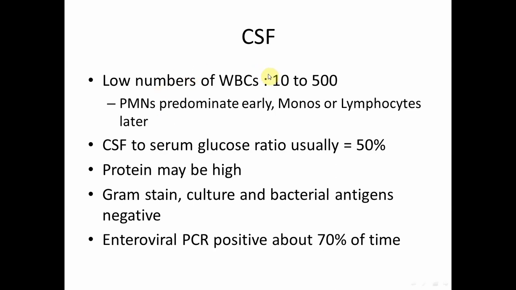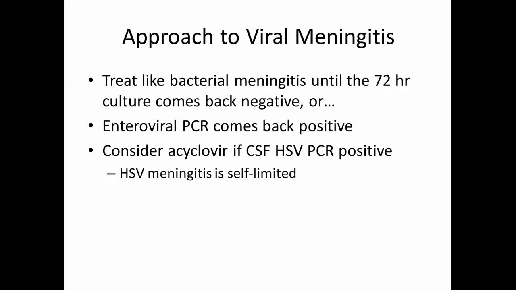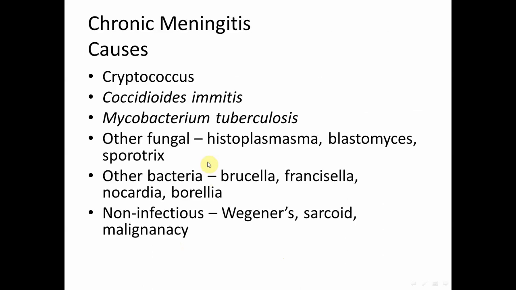In the CSF, we see a low number of white blood cells or polymorphs. The CSF glucose to serum glucose ratio is 50%. Protein may be high. Gram stain and culture are negative. We can use PCR to diagnose the type of the virus. Approach to viral meningitis: treat like bacterial meningitis until the 72-hour culture comes back. Consider acyclovir if the type of the virus is known.